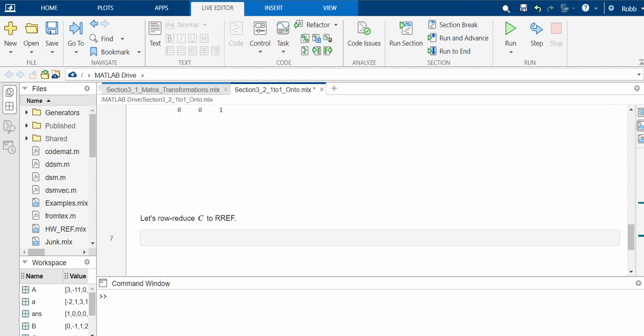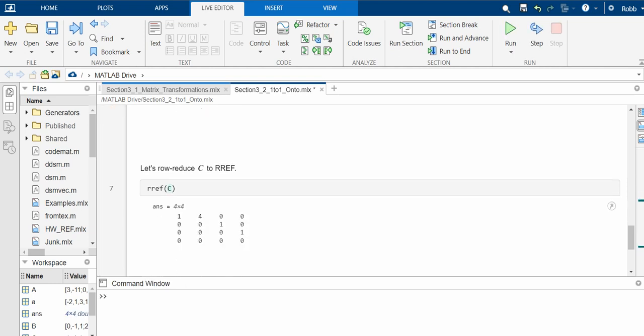So you see, this is a pretty straightforward process, and I can row reduce C. Oh, so this is interesting. I have a pivot and a pivot and a pivot, so I have a row with no pivots, and I have a column with no pivots. So C is neither injective nor surjective. It is neither one-to-one nor onto.